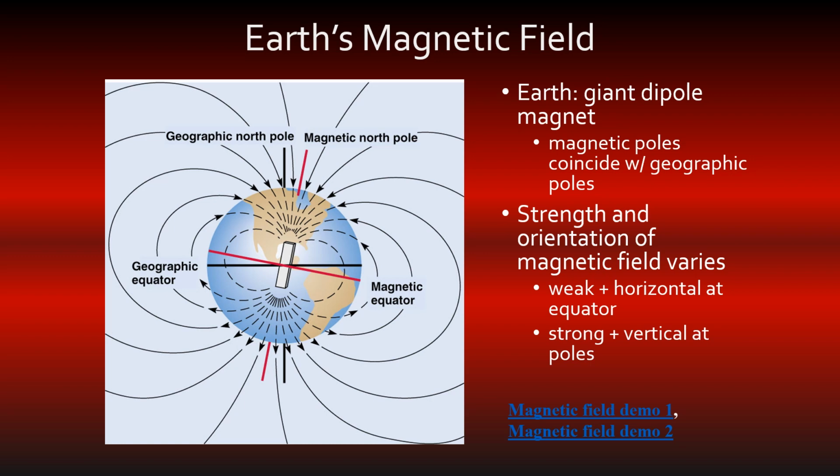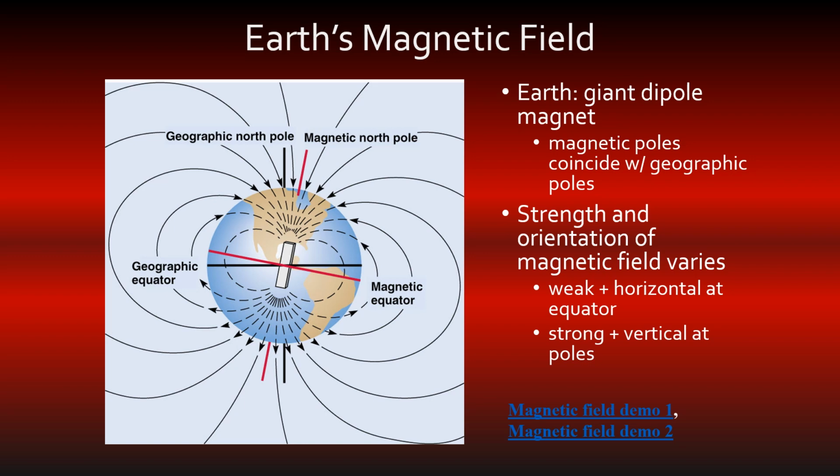And this is probably because, well, first off, the magnetic field is generated by the iron and nickel solid core being surrounded by the liquid nickel and iron outer core. And so as those two things interact with each other, it generates a magnetic field. And that's what we think anyway.